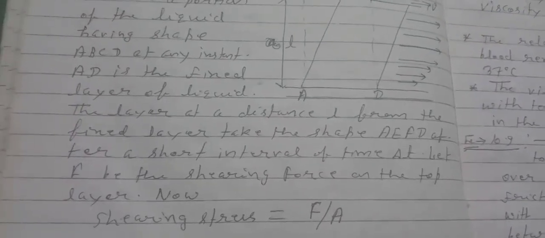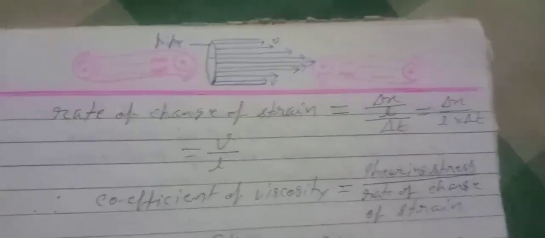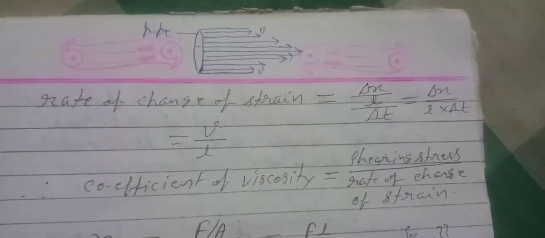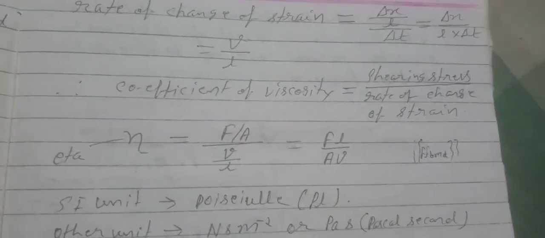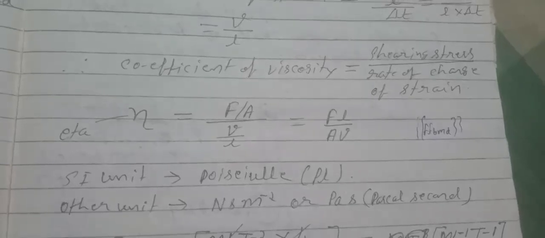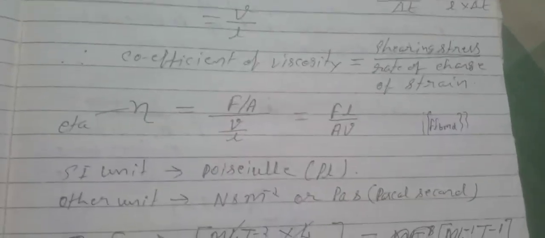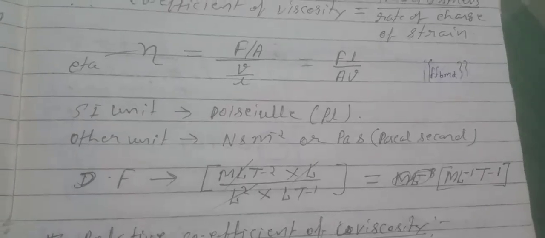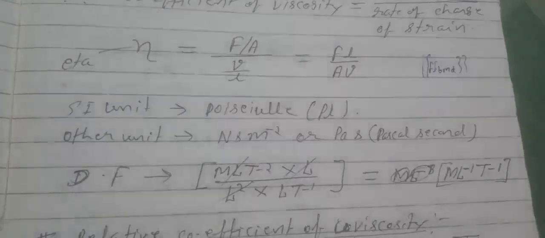Now, shearing stress equals F by A, and rate of change of strain equals delta X by L divided by delta T, which is delta X by L into delta T. Hence, coefficient of viscosity equals shearing stress by rate of change of strain, or eta equals F by A divided by V by L, which equals F into L by A into V. The SI unit of eta is the pascal second, also Newton second per meter square, and the dimensional formula is M L minus 1 T minus 1.